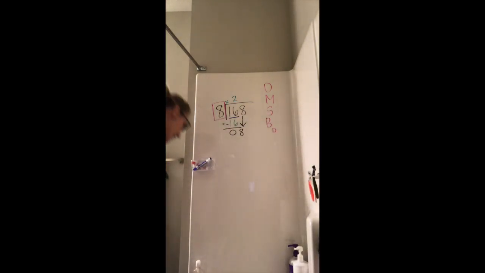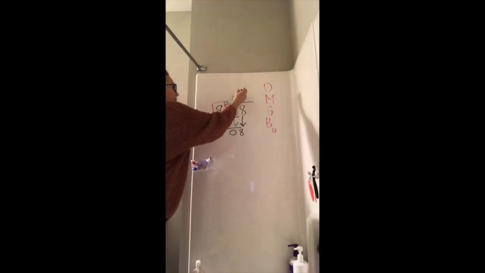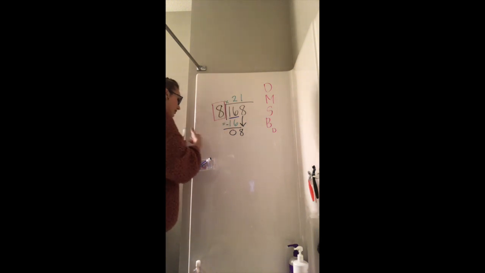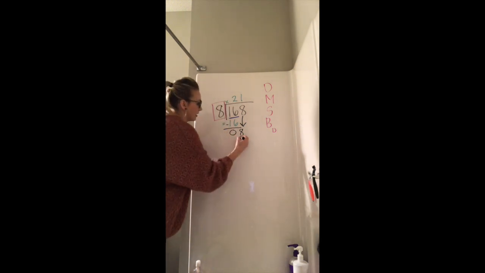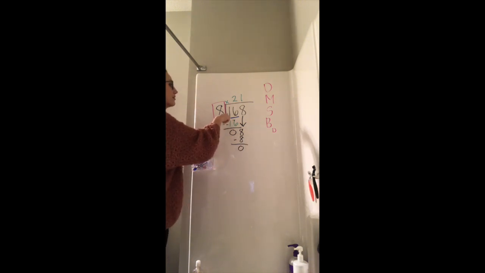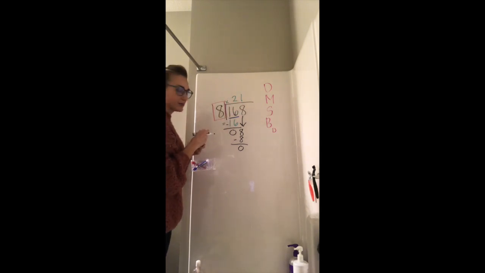Once. So we put our 1 up top. 1 times 8 equals 8. And if we subtract, 0. So we know 8 goes into 168 21 times.